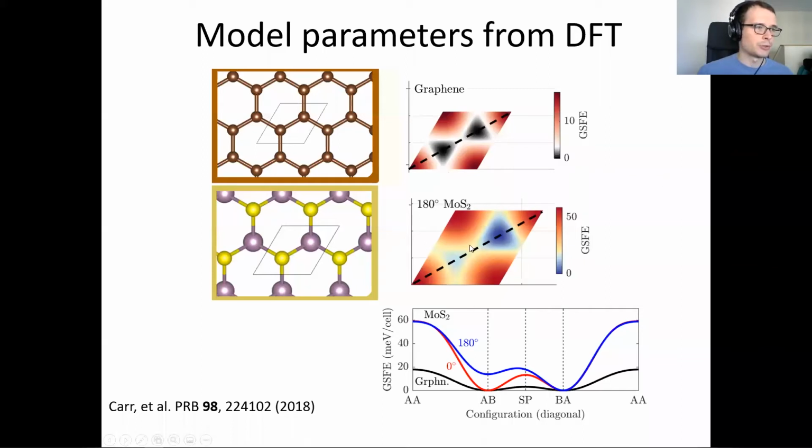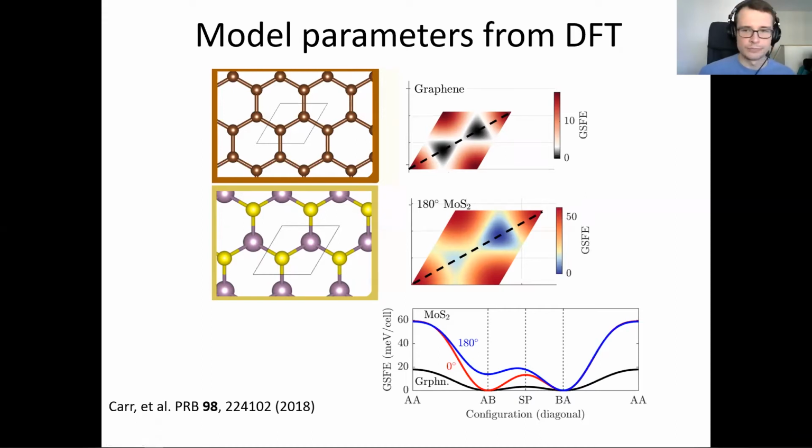And we can see a similar sort of structure for the hexagonal semiconductor MoS2. The difference here is that because of the symmetry breaking, because of the two different sublattices, you can actually break the symmetry between these two low energy AB and BA stacking orders. And this is just a line cut through the diagonal of this object, just to give you a sense of the energy scales. Basically, you can see variations on the scale of 10 to 100 meV as a function of the stacking order.